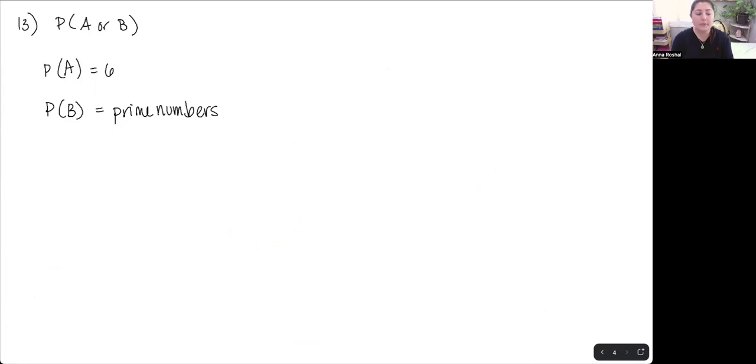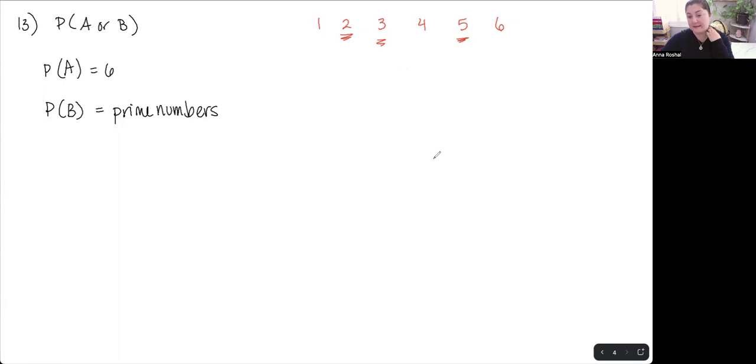Okay, so problem 13 actually tells you that you're rolling a 6-sided fair die, and the probability of one event is rolling a 6, and the probability of another event is rolling prime numbers. So one of the things that we know when we roll a die is that our options are 1, 2, 3, 4, 5, and 6.